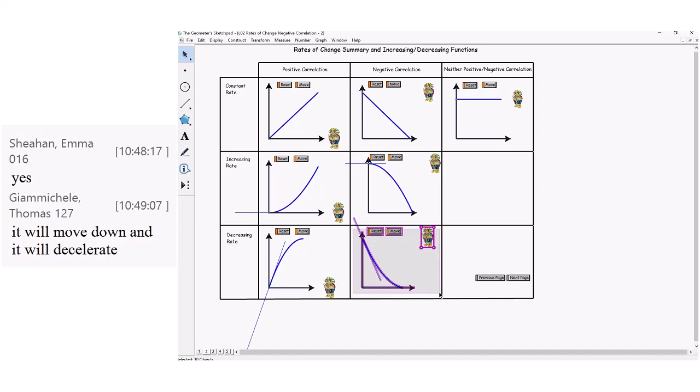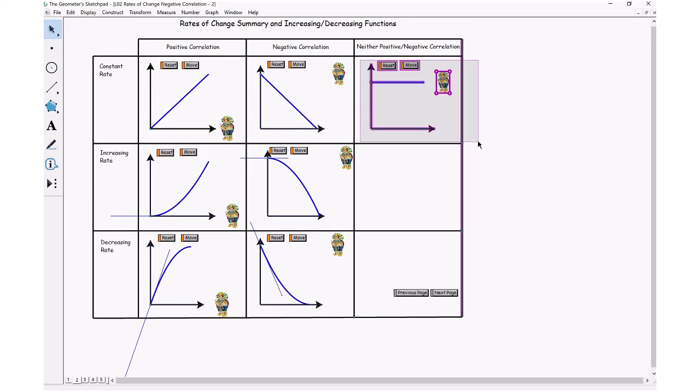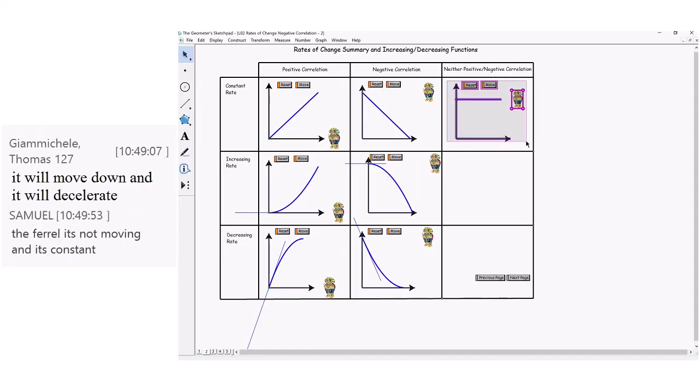All right, so Thomas has got the right answer there. It's going to move down and it will decelerate. One left on the far right there. Top column, far right. What's going to happen there? Direction of travel and rate of change.